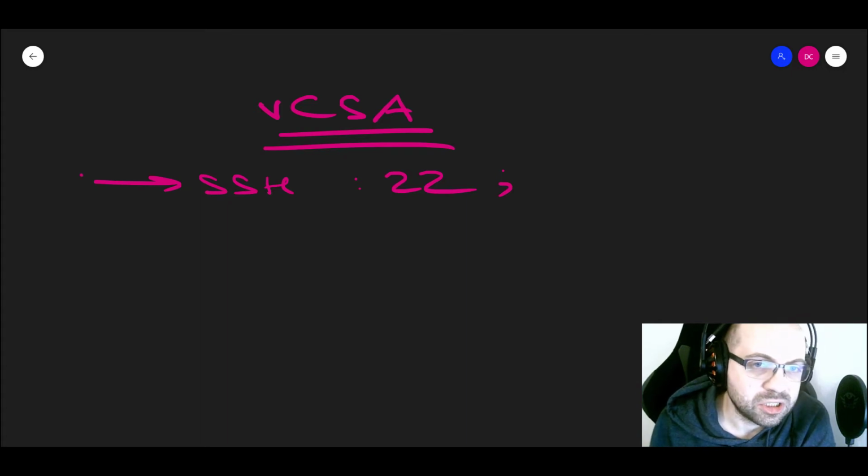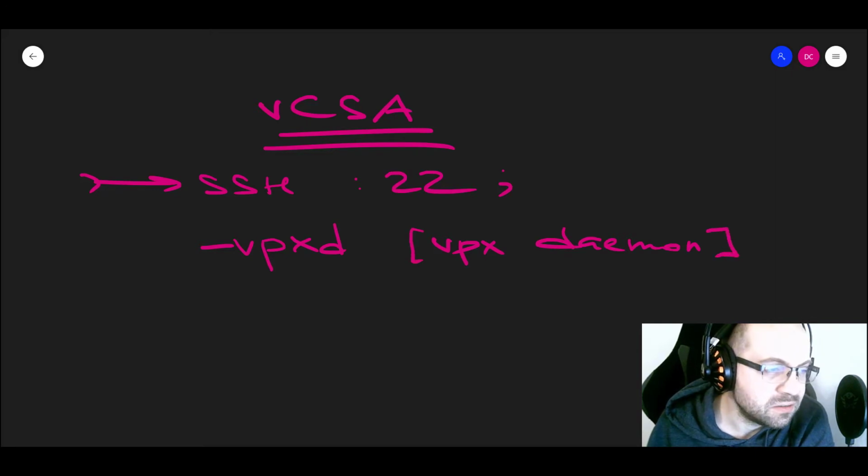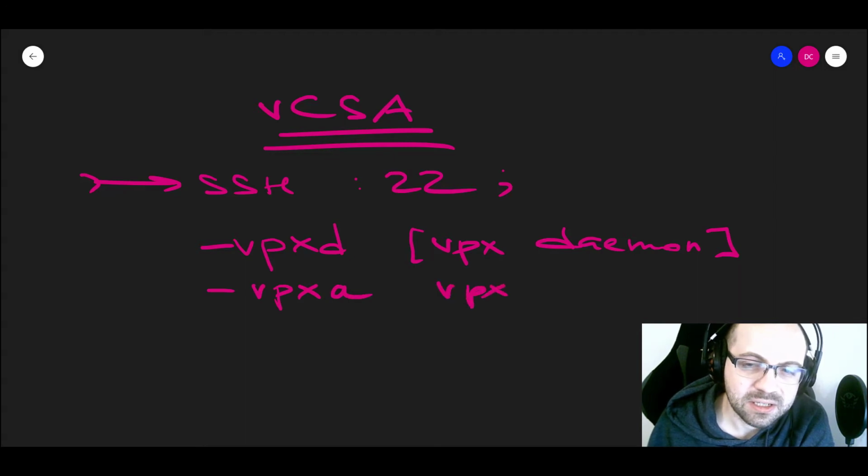I'll have a short section about permissions briefly. So on this server, you would have VPXD daemon, which is actually VPX daemon or Vcenter daemon. That's the main service which actually runs the Vcenter. Once you add the hosts to clusters in Vcenter, ESXi hosts, they will have VPXa installed, VPX agent.